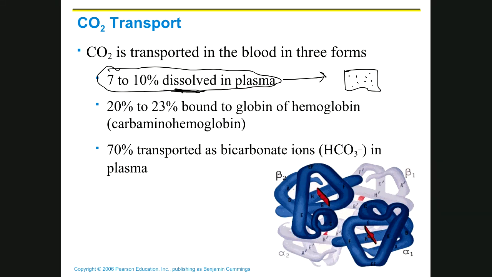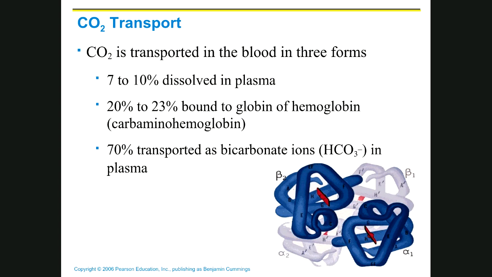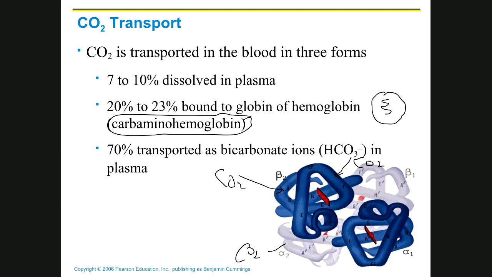About 20 to 23% of the carbon dioxide is going to enter the red blood cell. And remember, there's tons of hemoglobin in here, and it's going to attach to the hemoglobin. But remember, it does not attach to the iron. It attaches to the amino acids. And so we call that carb-amino-hemoglobin. So if we add those two numbers together, we get about 30%.